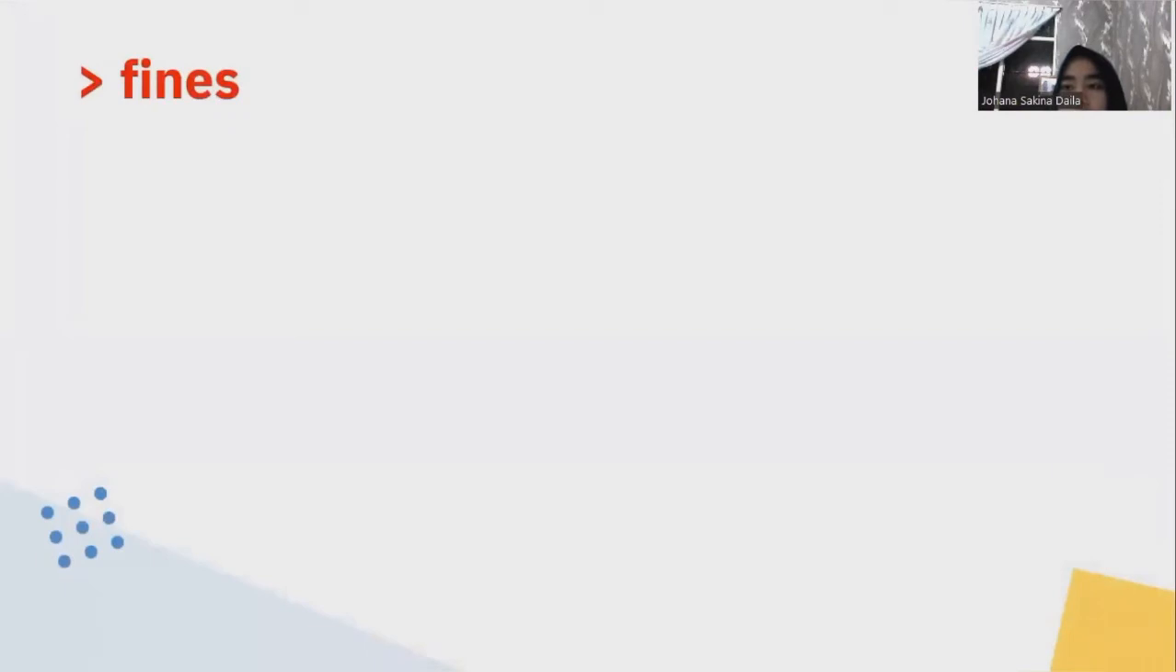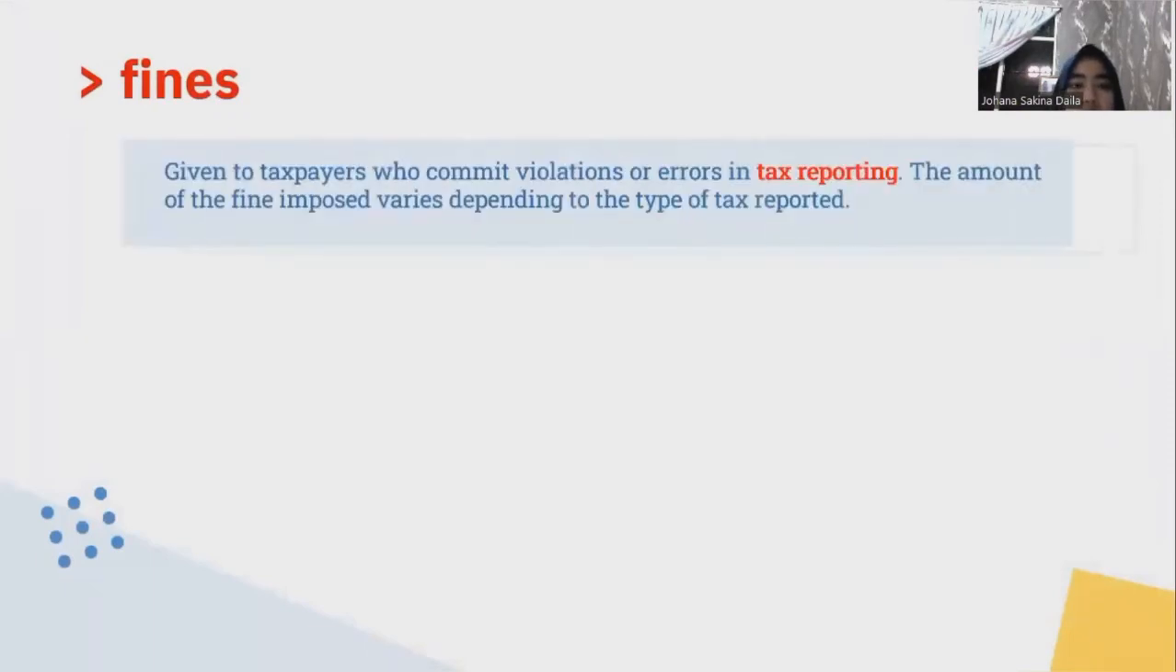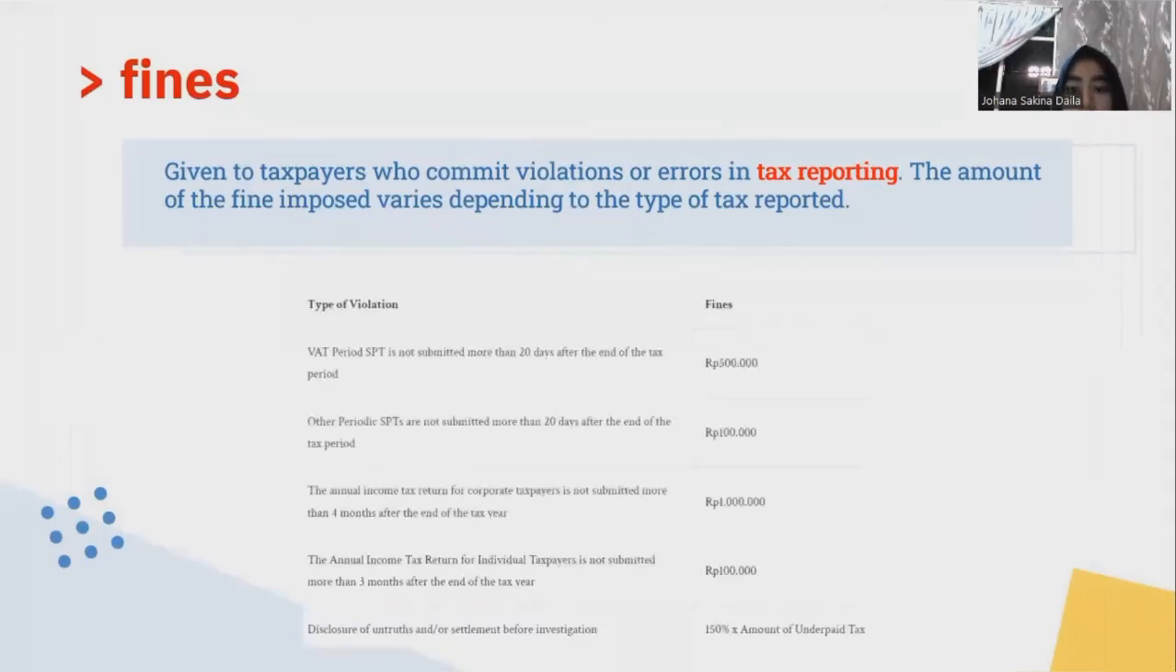And the first type is fine sanction. Fine sanction is given to the taxpayer who commits violation or error in tax reporting. The violation of the taxpayer can be like not reporting or being late in reporting the tax. The amount of the fine imposed varies depending on the type of tax reported. And here is the example of tax sanction. If we are late in reporting the VAT periodic SPT, then we have to pay fines of 5,000 rupiah.